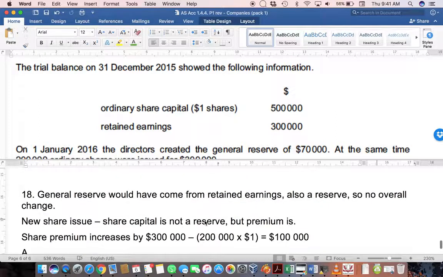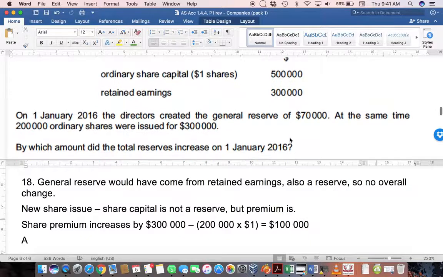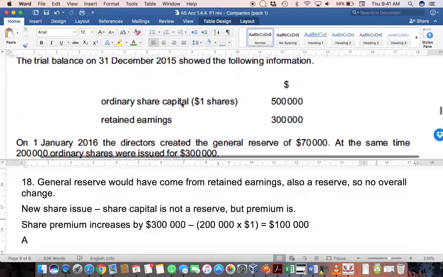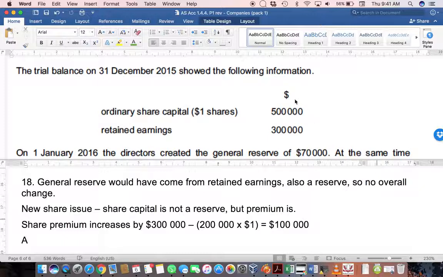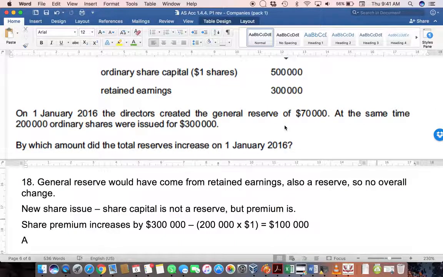Question 18. The trial balance on the 31st of December 2015 showed the following information. Ordinary share capital $1 shares is 500,000 and retained earnings 300,000. We are then told that on the 1st of January 2016, which is basically the next day or just after these balances are given, the directors created the general reserve of $70,000, and at the same time 200,000 ordinary shares were issued. By which amount did the total reserves increase on the 1st of January?